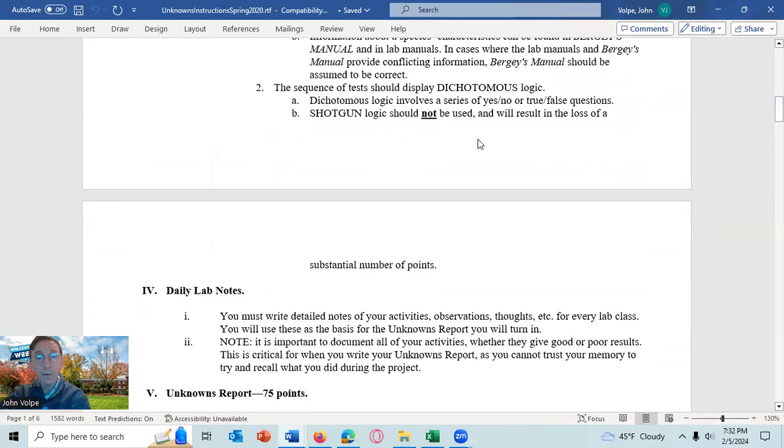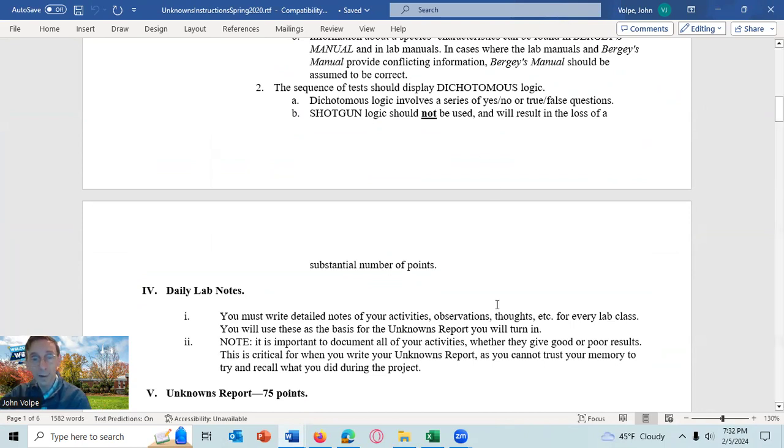The test should display dichotomous logic. This means you'll be requesting one test at a time and getting the results of one test at a time. If you do not use dichotomous logic, you will receive a penalty. Shotgun logic is where you request a whole bunch of tests at one time, and you'll get a whole bunch of results at one time.